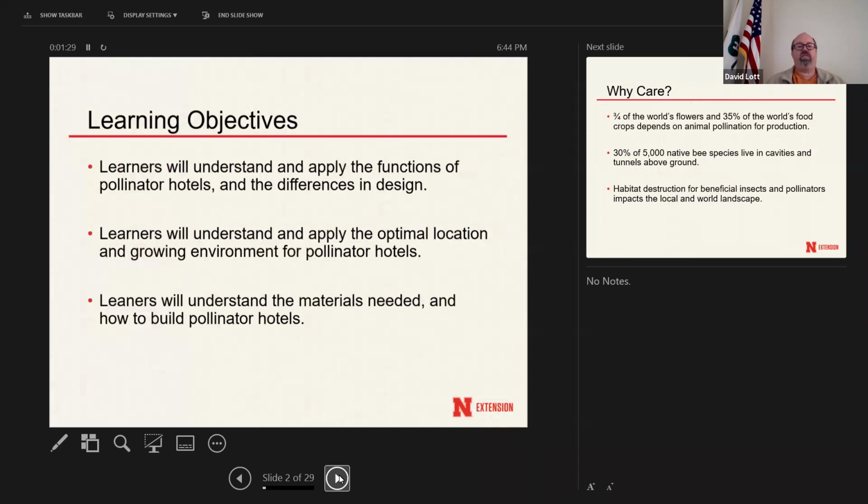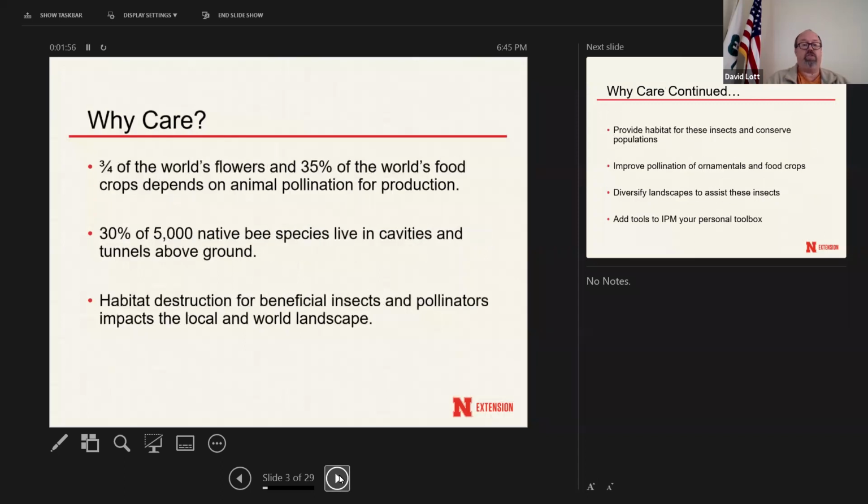Our objectives are to understand and apply the functions of those hotels and the differences in designs, because not all of them look the same. There are differences. We'll also understand and apply the optimal location and growing environment for hotels, and understand what type of materials are needed and how to build them. So lots of good information to share.